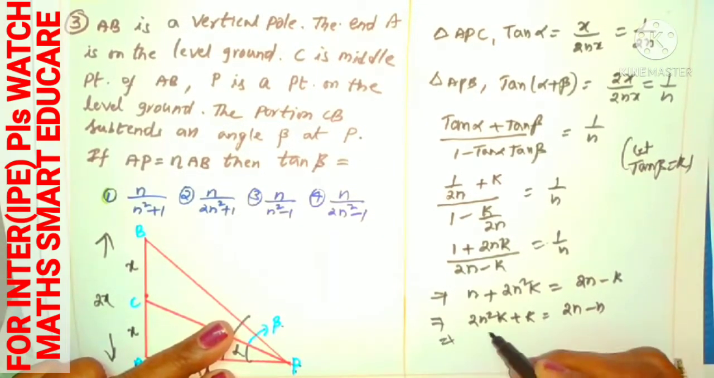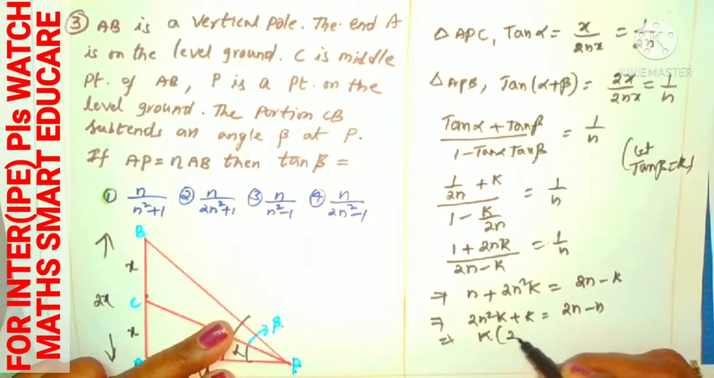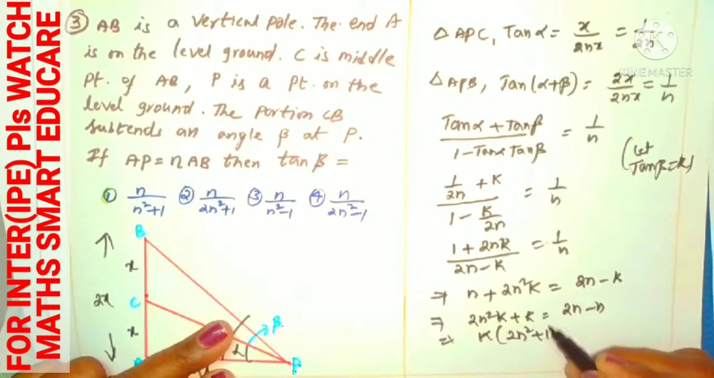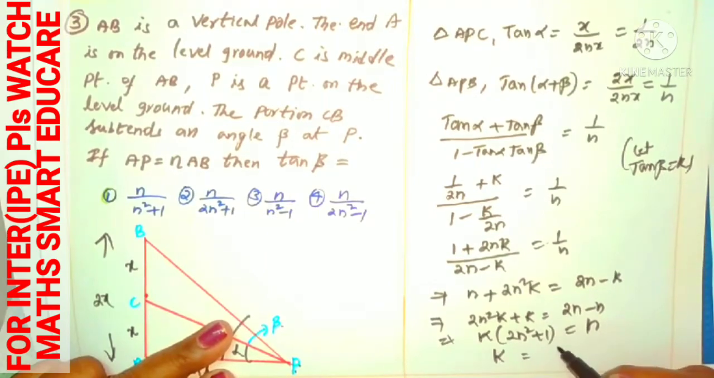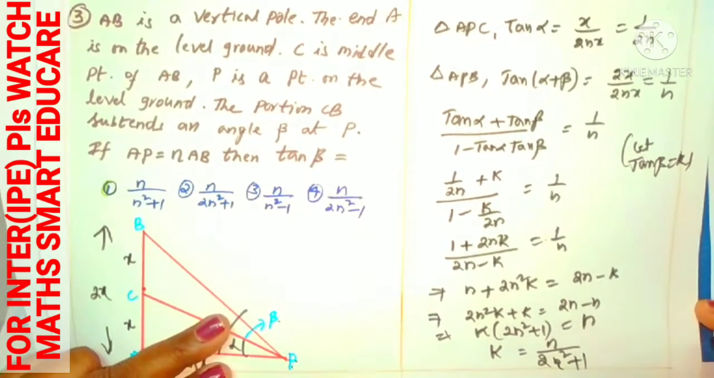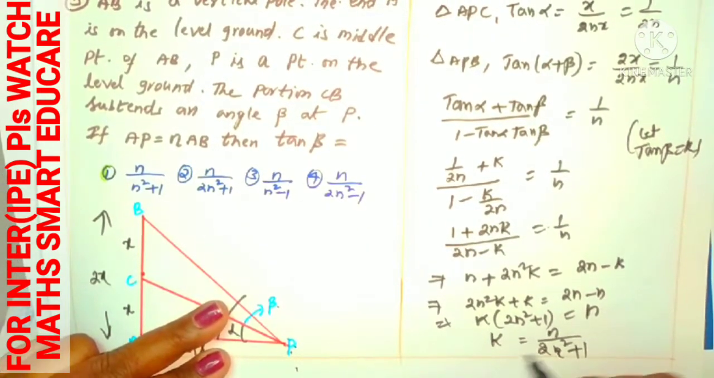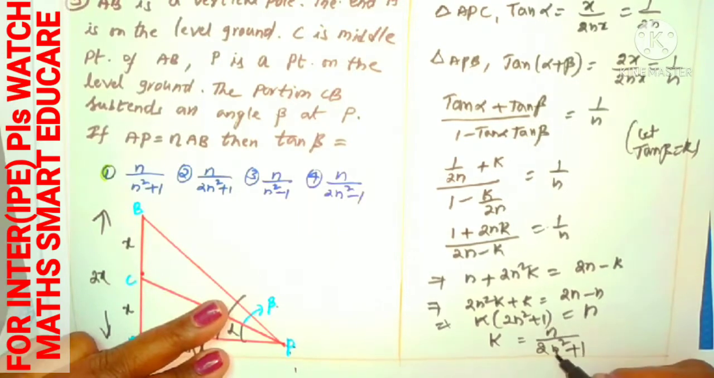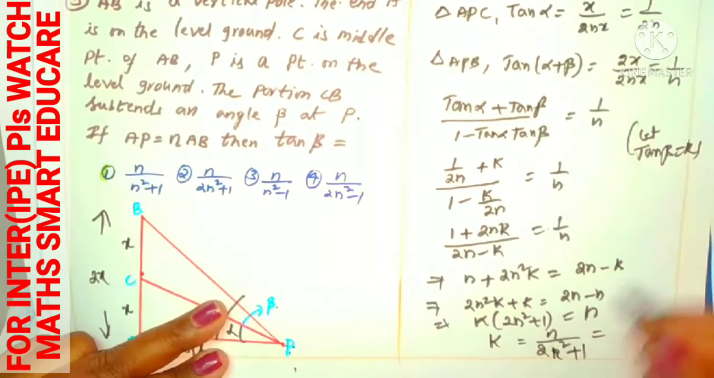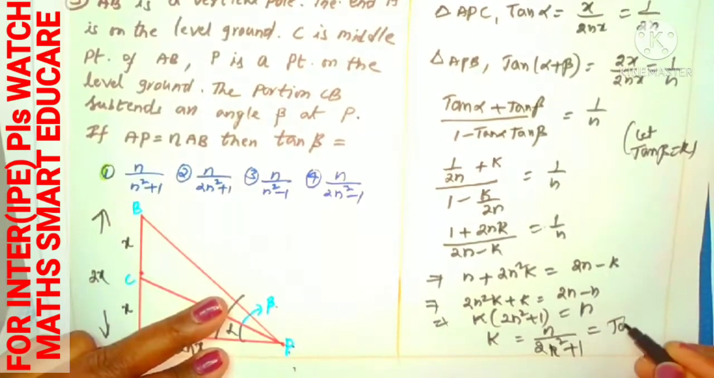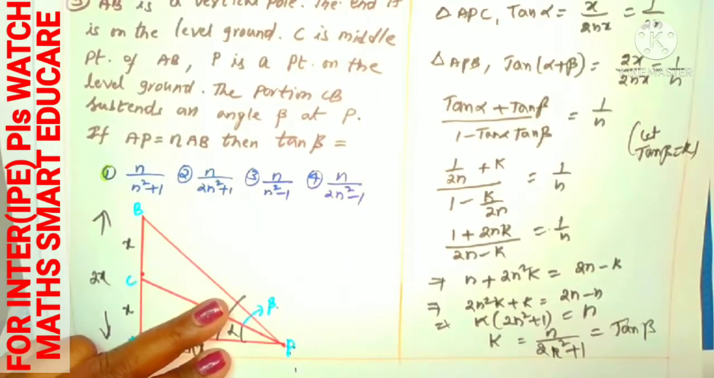From these two terms, which one can you take common? k is taken out, and what is left over is 2n square plus 1, equals n. Right. What is k from this? k is n by 2n square plus 1. K is our required tan beta. That's it. It's so simple.